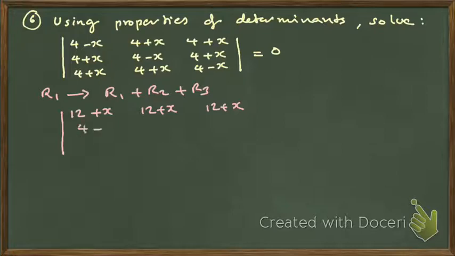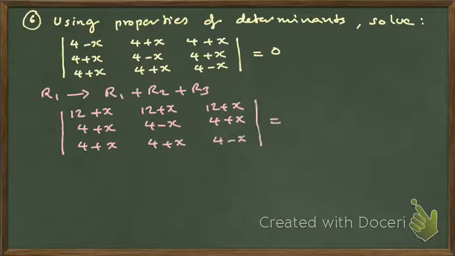Then the other two columns, I'll copy the same rows, which is equal to 0. And then I can see that 12 plus x is a common factor, so it comes out. It's a standard approach now, you see. If 12 plus x common factor comes out, the balance will be 1, 1, 1 row wise.